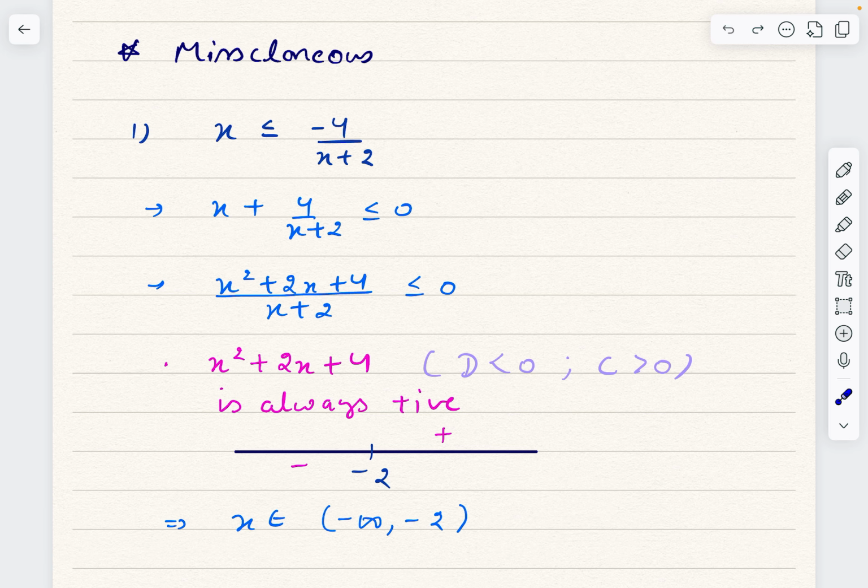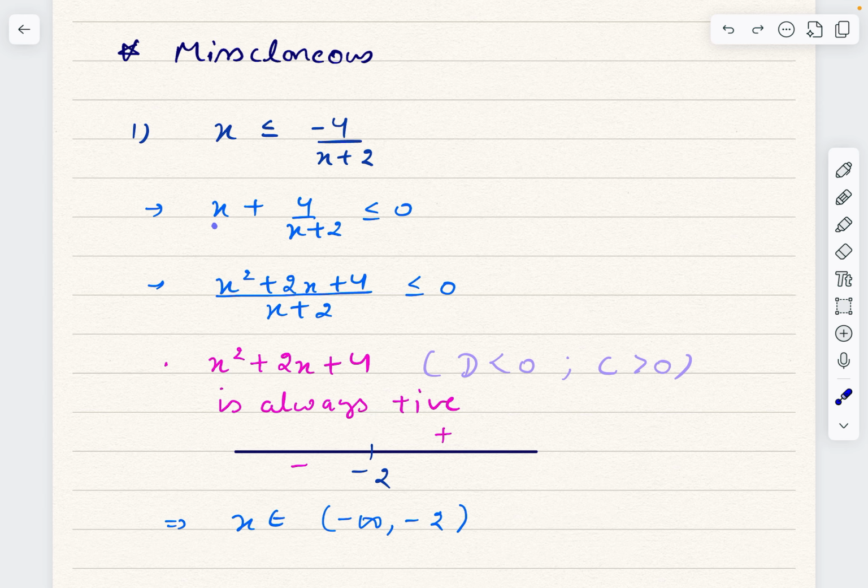Let us start now. So we have to find the values of x for which x is less than or equal to minus 4 over x plus 2. If you remember, we have discussed you never cross multiply. When we know the thing is positive, we can cross multiply. When we know it's negative, we can cross multiply and change the inequality. But when the thing is a variable, it could be positive or negative, we do not cross multiply. What do we do? We take it to this side and then use the LCM.